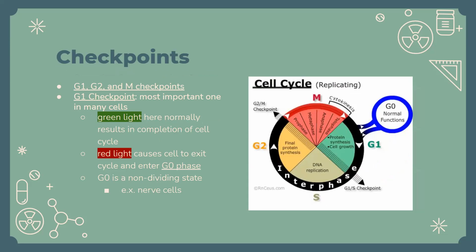Cells that are in the G0 phase will just continue performing their normal functions, but they will not enter the cell cycle and try to divide. And so certain cells will actually enter the G0 phase indefinitely and stay there without ever reproducing. An example of this would be nerve cells.